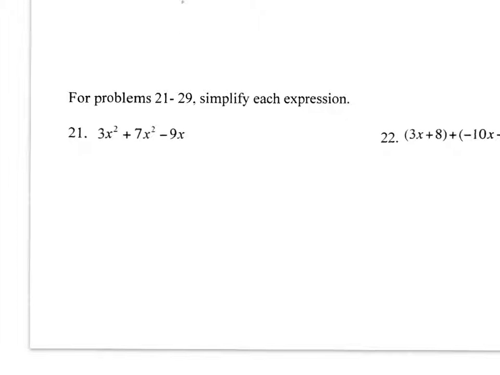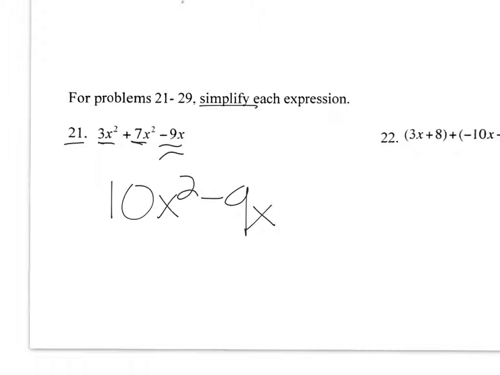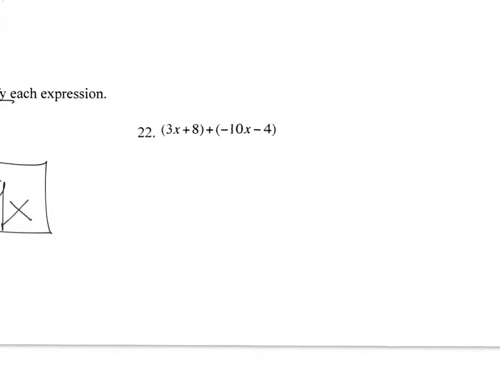Problem 21. We shift gears a little bit. It says simplify each expression. So our goal is simplify. Now, in simplifying, it could mean a few different things. On problem 21, this one kind of looks obvious that I have like terms that I can combine. So we got 3x squared and 7x squared gives me 10x squared. And this lonely minus 9x needs to stay lonely. You can't combine it with the 10x squared because they're not exactly alike.